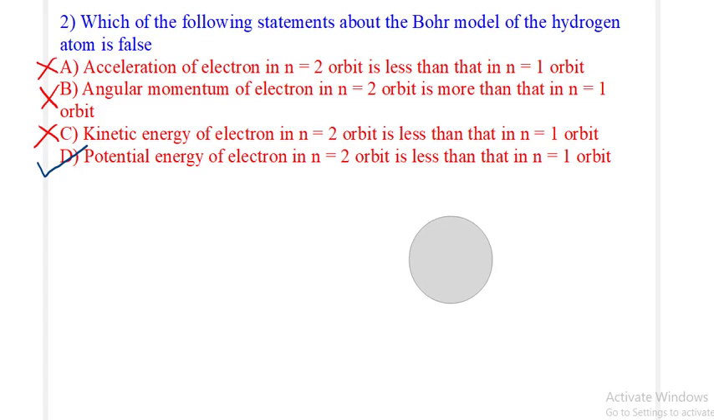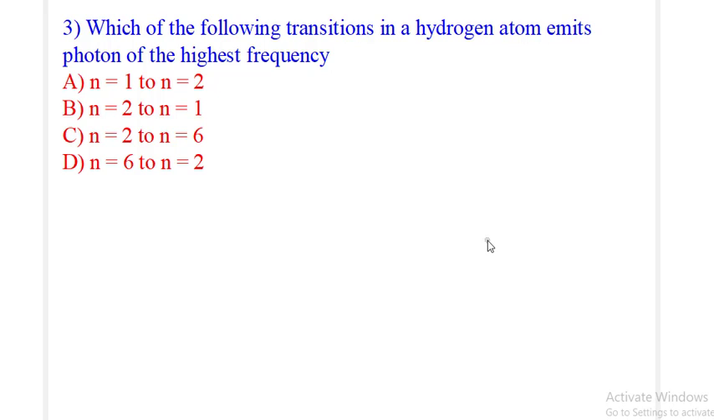So here it is a very rich question. We have solved in fact four problems together in one single problem. So this is the correct answer. Now question number 3: which of the following transitions in a hydrogen atom emits a photon of highest frequency? We know the energy of an electron is given by E equal to h into f. So energy is proportional to frequency. So more the energy, more is the frequency.